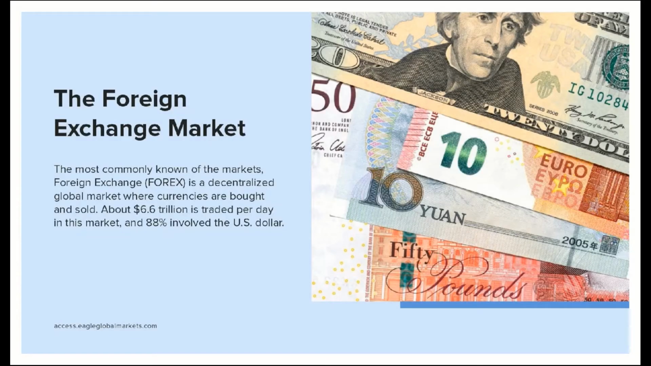The foreign exchange market, the best of worlds. I love the Forex market a lot. The most commonly known of the markets, the foreign exchange market, Forex, is a decentralized global market where currencies are bought and sold. Currencies like the dollar, the yen, the pound, and the likes are bought and sold on the Forex market. About $6.6 trillion is traded per day in this market, and 88% of this involves the United States dollar.